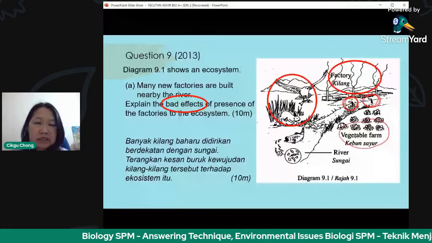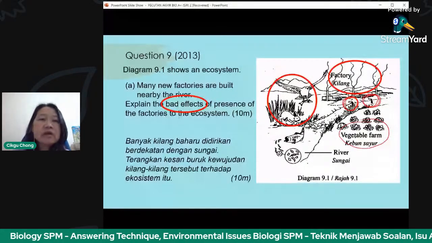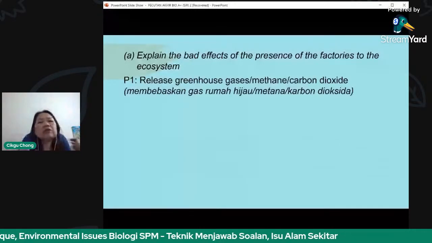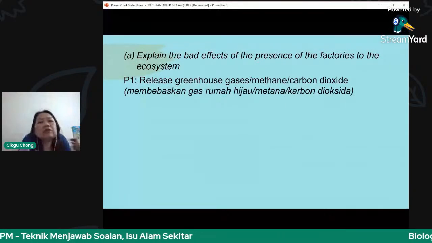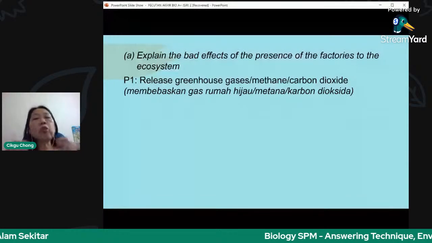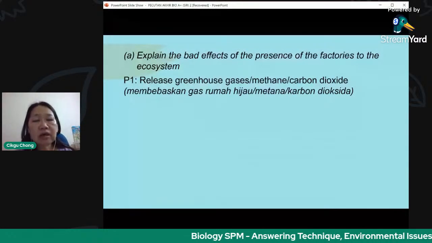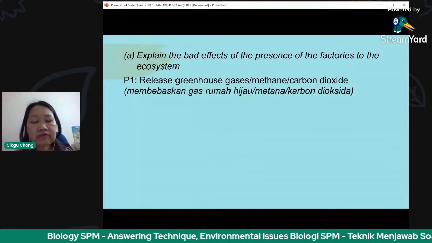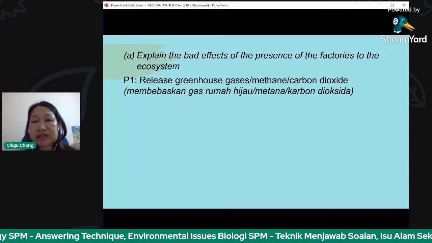Okay, now here, this is the food chain. So explain the bad effects. Okay, so talk about this. When you talk about factories releasing smoke, do not forget to talk about greenhouse gases. That means all these gases which warm the environment, which are able to trap heat: methane, carbon dioxide, especially carbon dioxide, which is a very big culprit of greenhouse gases.